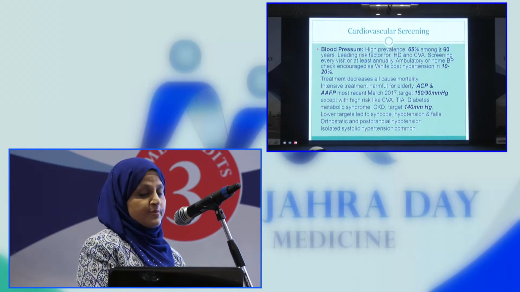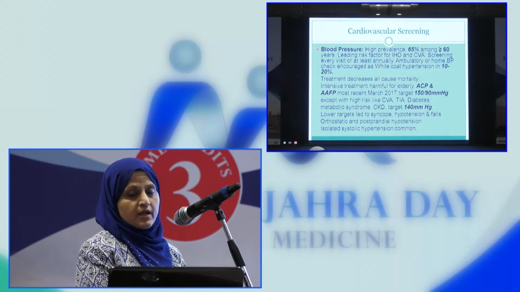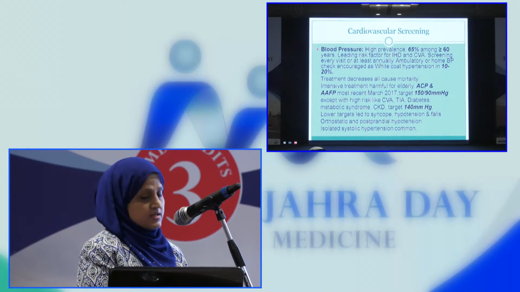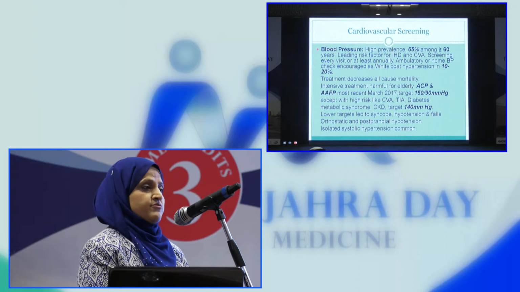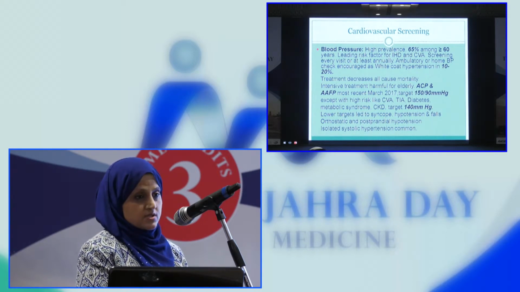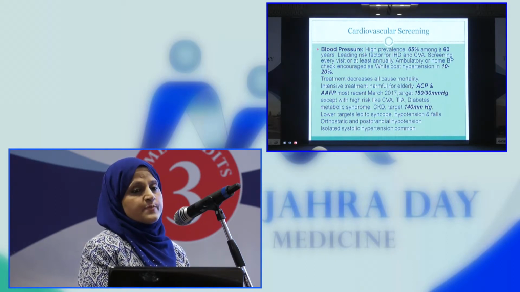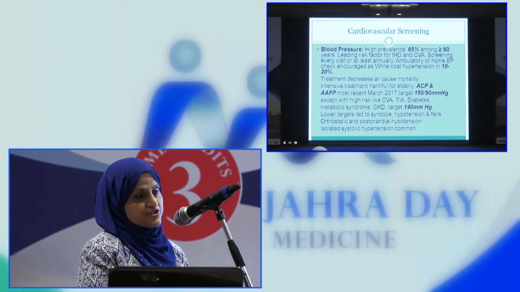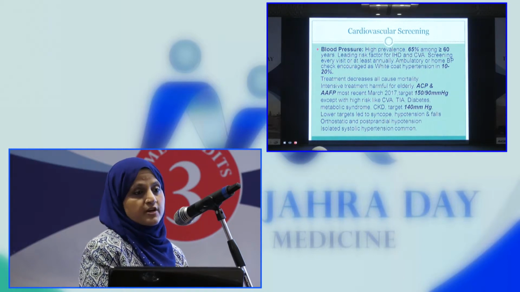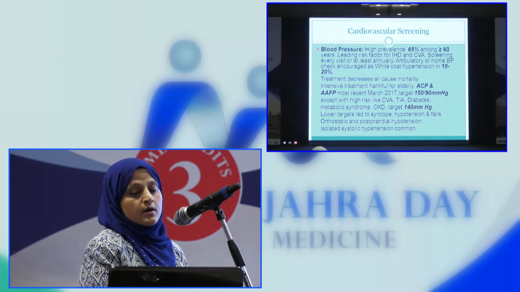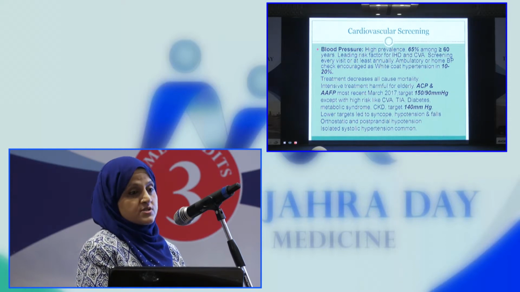Cardiovascular screening, we have blood pressure as the foremost prevalent disease in the elderly, and it's a leading risk factor for coronary artery disease, strokes. So screening every visit is ideal, at least annual screening. Now, just screening in the office might not be sufficient. We might need an ambulatory BP monitor, which is recommended, and also home monitoring if ambulatory is not available, because we would take off the factor of white coat hypertension, which sometimes plays a role in falsely diagnosing people.